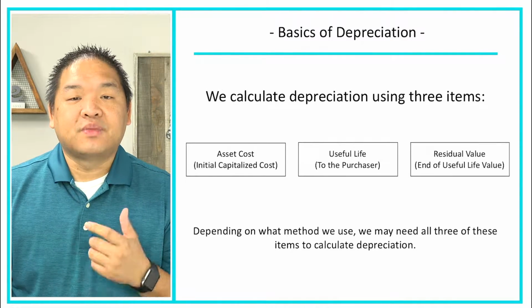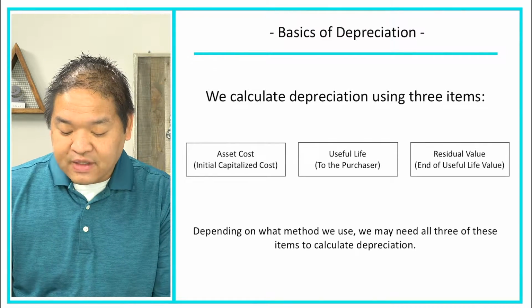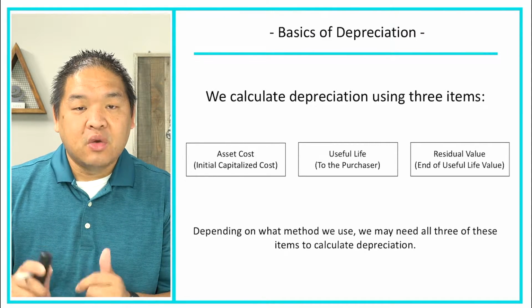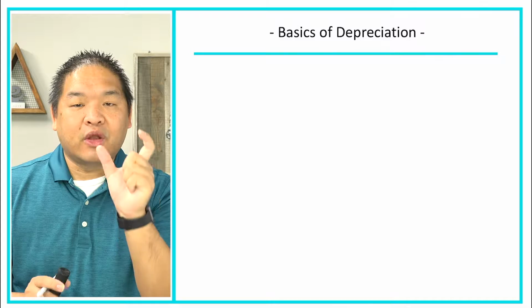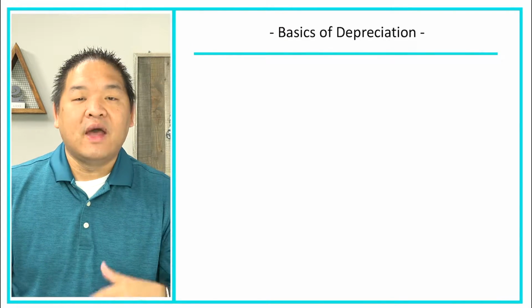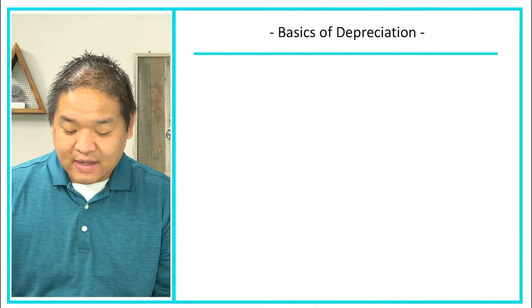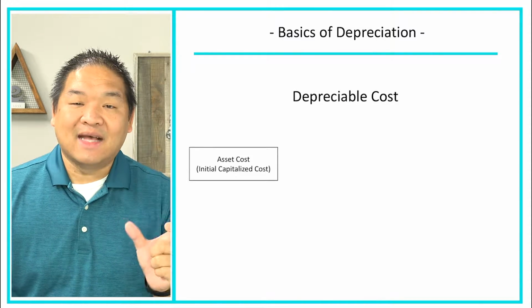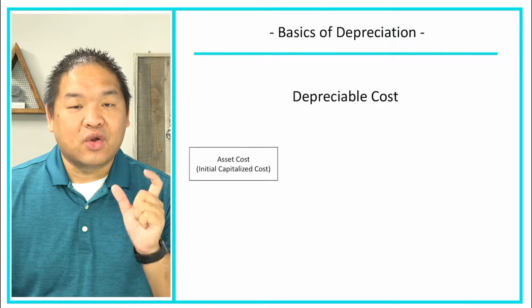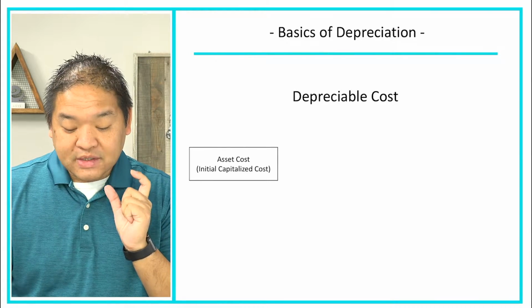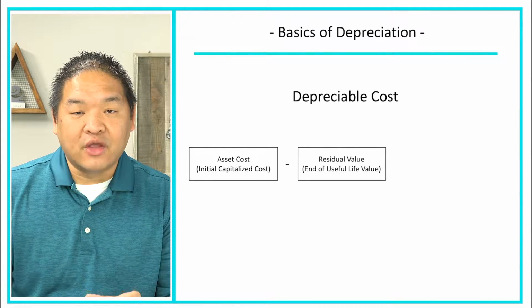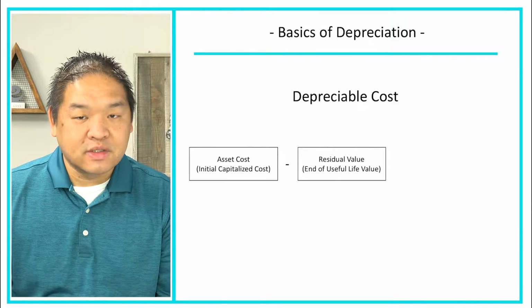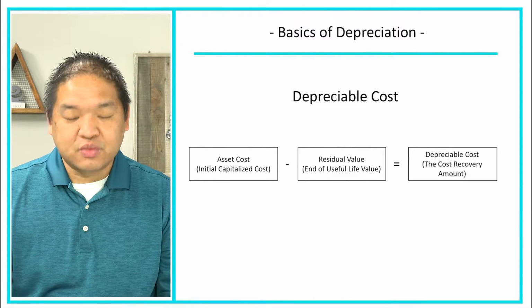Now, there's something called the depreciable cost. So now that we have this, we have something called the depreciable cost, which is the actual amount that we are going to depreciate over the useful life of the asset. So to calculate the depreciable cost, we are going to take the asset's initial cost or initial capitalized cost. We're going to subtract from it the residual value, which is what we would get once we dispose of it. And that's going to give us our depreciable cost.